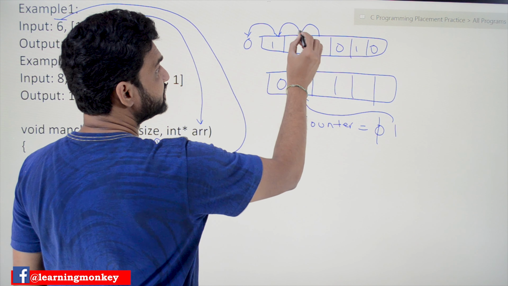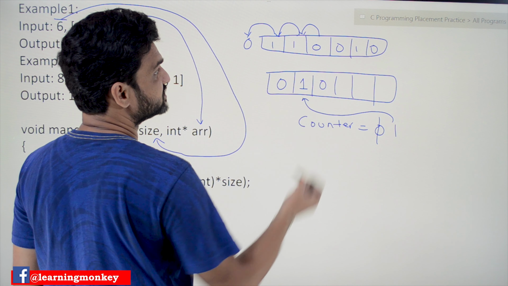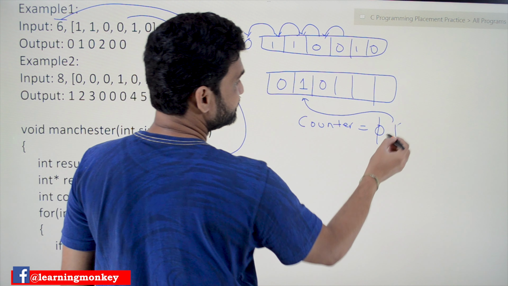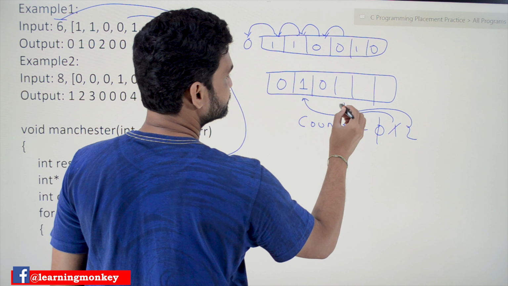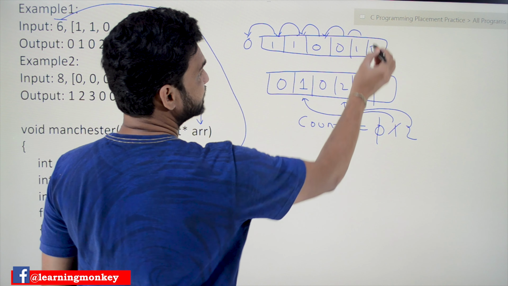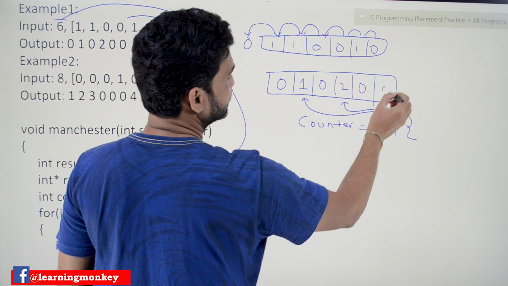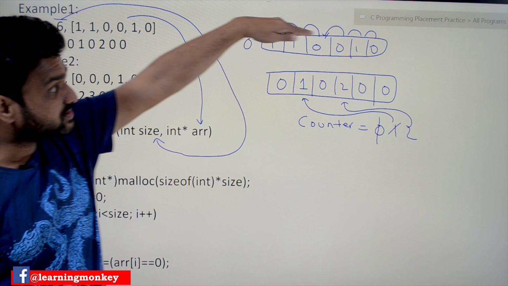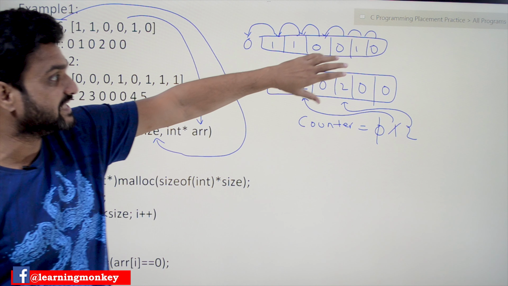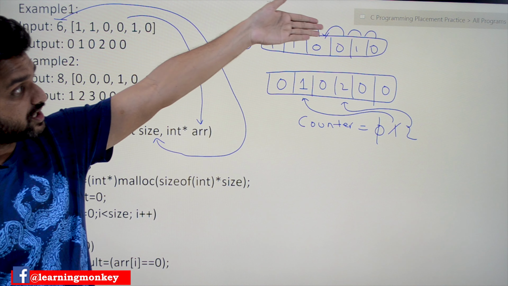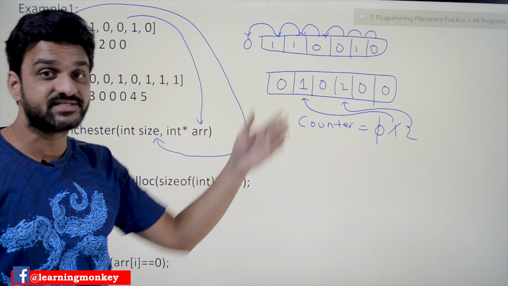Next, these two are to be compared. They are different, so it has to be 0. These two are to be compared. They are the same, so the counter has to be incremented and stored in this place. Next, these two are different, so it has to be 0. These two are different, so it has to be 0. The output array is the code that needs to be transmitted; the Manchester function has converted those bits into this form, and it is getting transmitted.